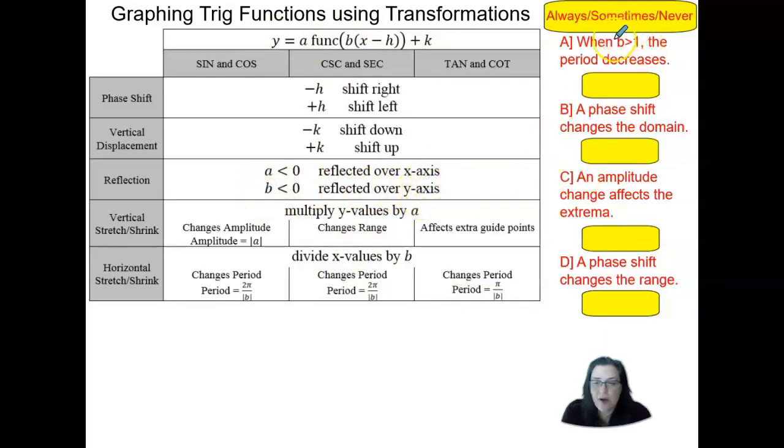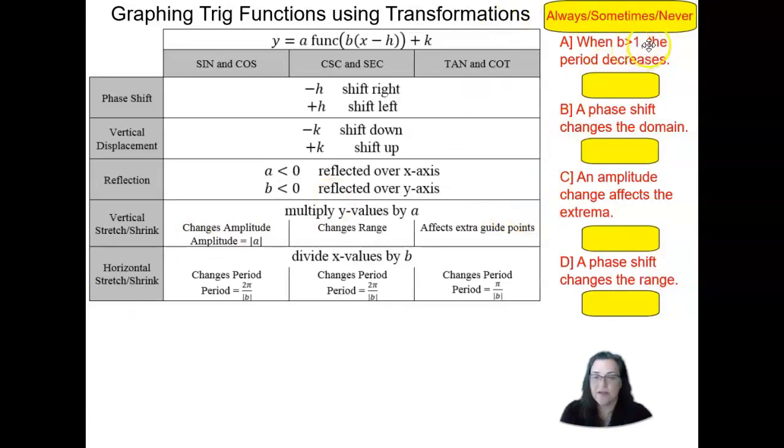So go ahead and pause the video. Try these questions A, B, C, and D on your own. You're going to answer always, sometimes, or never true. And then when you're ready to go over them, you can resume the video.